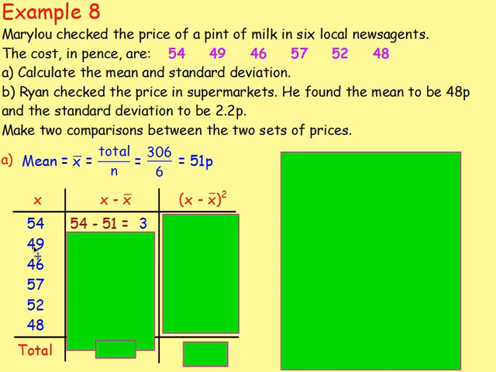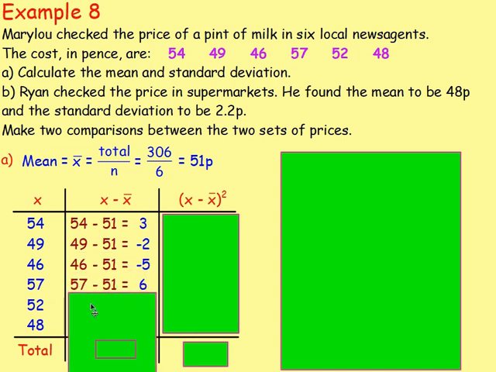You want to do then 49 take away the 51, which gives you -2. 46 take away the 51. For each of these numbers, you're going to be taking away the mean of 51. And if you do that, you will end up with these numbers here: 3, -2, -5, 6, 1, and -3.